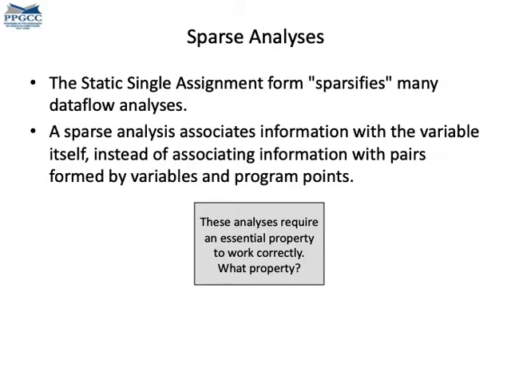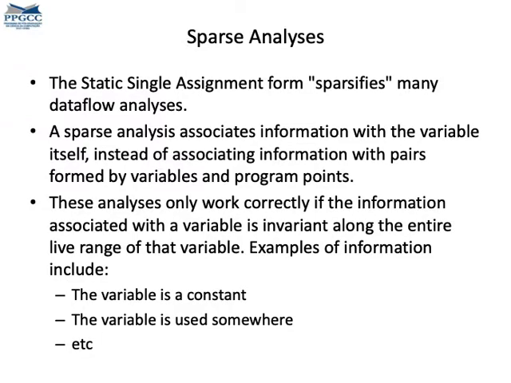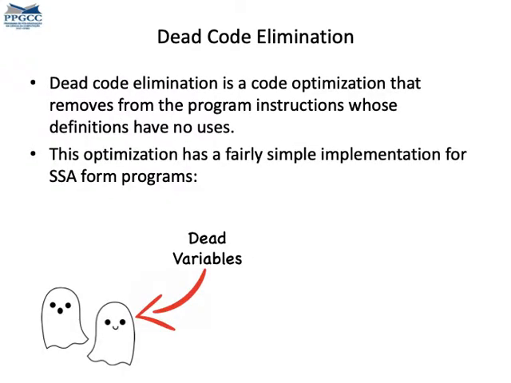But for that to be true, one thing is essential. The information associated with the variable must be invariant along all the live range of that variable. In other words, if a variable is constant, it must be constant everywhere where it's used, for instance. Let's show some examples of sparse analysis.